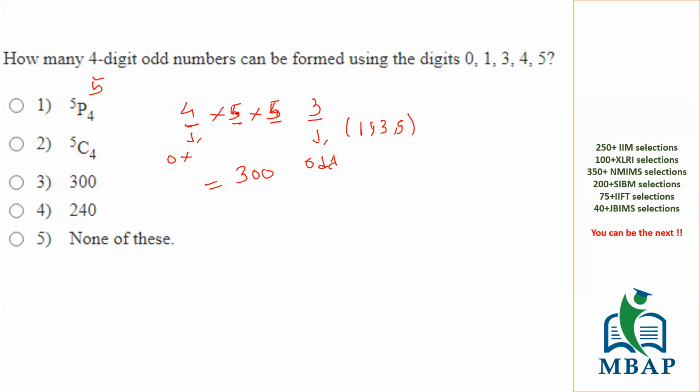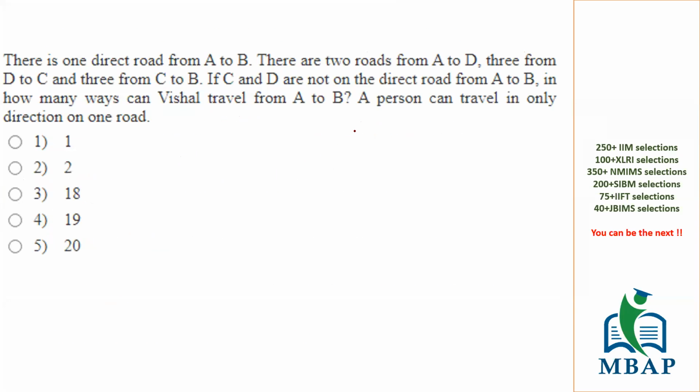So you have 5 digits. For the first one, you cannot have a 0. And for the last one, the digit has to be odd. Hence 1, 3, and 5. Is this clear? Cool. Yeah. Next question.